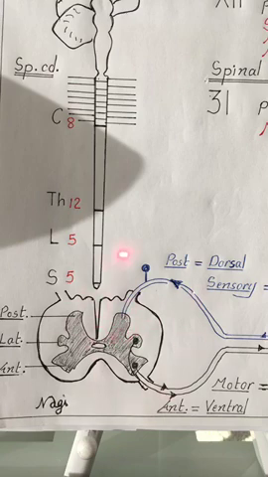In each side or half, we can notice that the gray matter is formed of 2 horns in some of the segments or 3 horns in other segments. These horns are the posterior or dorsal horn, the anterior or ventral horn. But only in the thoracolumbar or sympathetic division we have as well a 3rd horn.